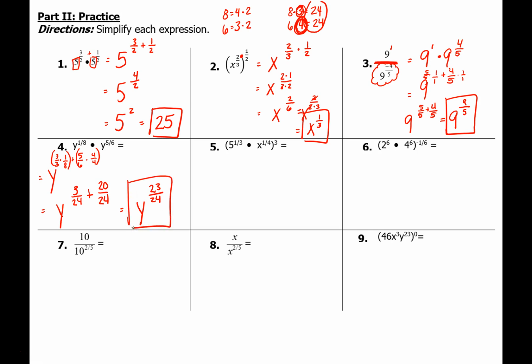All right, moving right along. Notice in number 5 that these two bases are different. There's a 5 and an x. So I am not going to put these two together. I'm not going to multiply them. It's not like in number 1 where both of the bases were the same. So I'm not going to worry about that multiplication sign. I'm going to worry about this power of 3 on the outside.